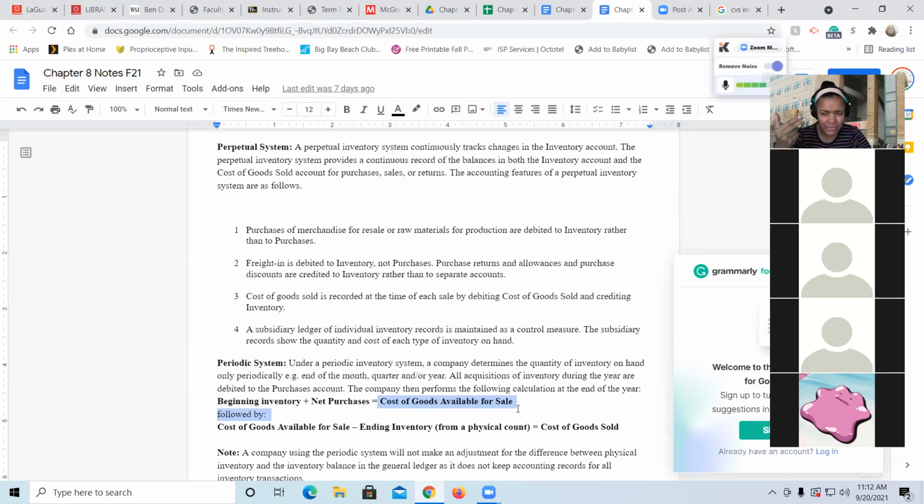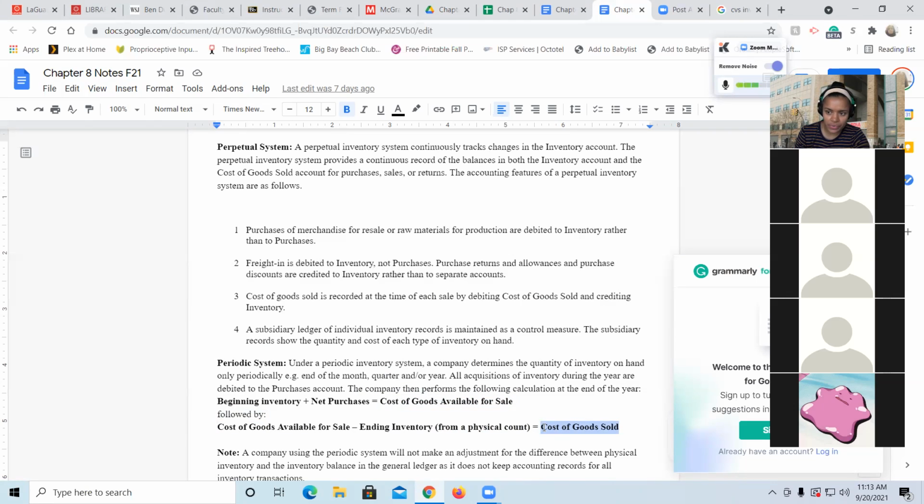It will help you to understand the logic around the journal entries that we make for the periodic system. So just think about this carefully. What I start with, the inventory I start with, plus everything I purchased, minus anything I returned or any allowances that I got given or any discounts, is everything that was available to be sold for the year. And what's available to be sold minus anything that is left at the end of the year after we did a physical count of inventory is my cost of goods sold.